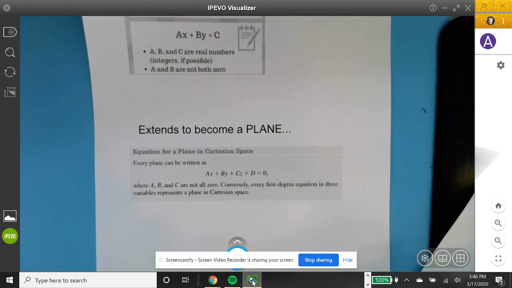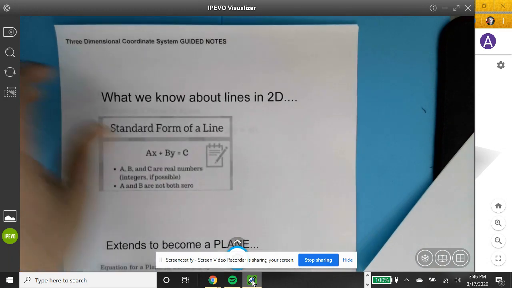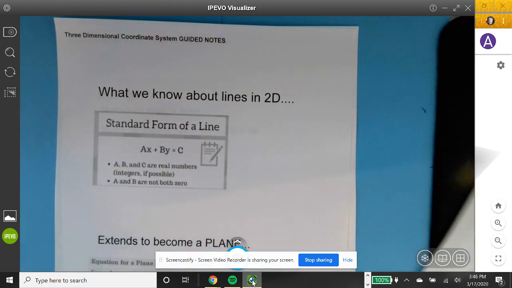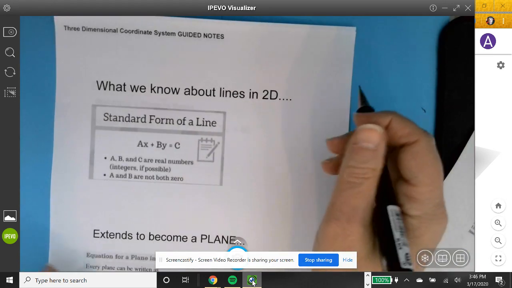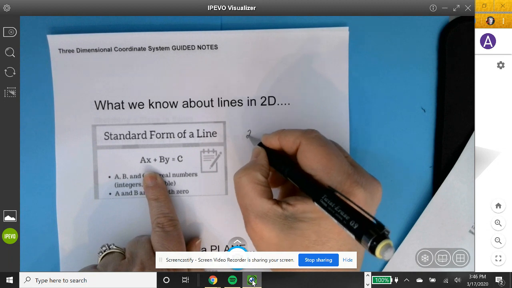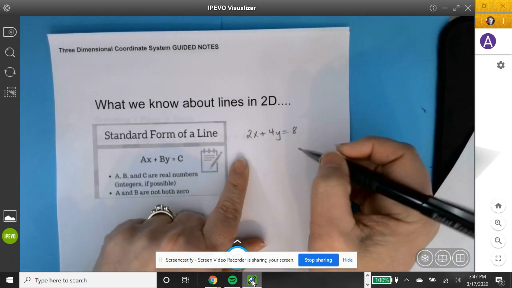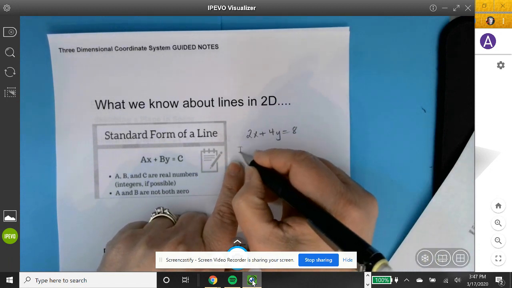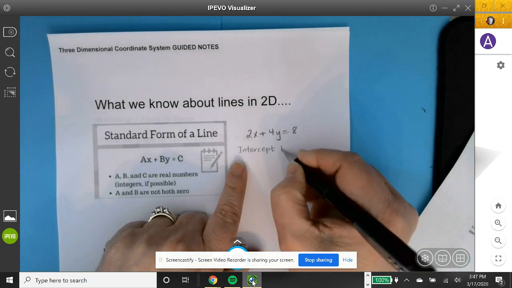Now, what's interesting about 3 space is that we know what a line looks like in 2 space. The one I want to maybe illustrate this with is, let's say I have a line in standard form, which would be 2x plus 4y equals 8. This is what I call standard form, but it's also intercept form. That's what I called it when I taught Algebra 1.